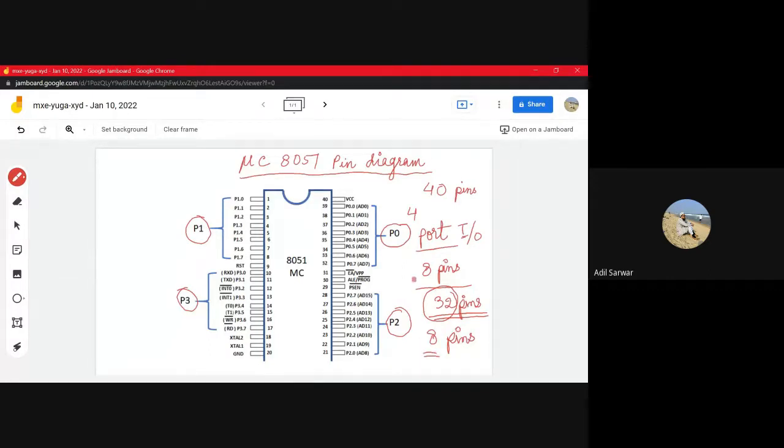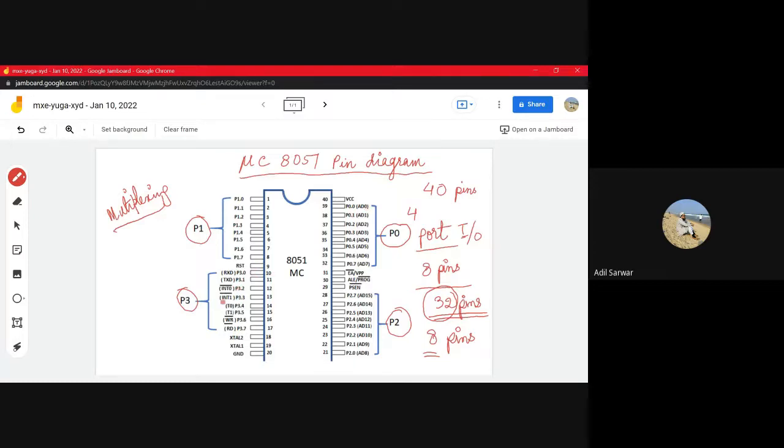And there is another important feature of microcontroller, which is also there in microprocessor, which is called multiplexing. What is meant by multiplexing? Multiplexing basically refers to a situation in which you have a pin which performs more than one function. Okay, so same pin.